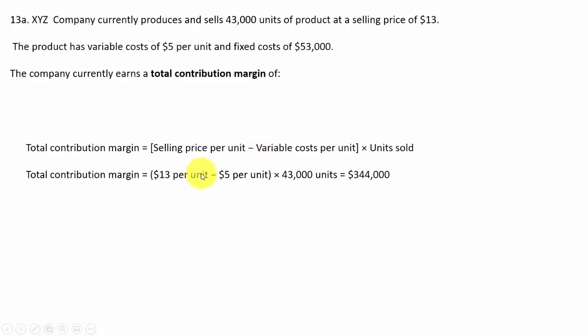So we can take $13, which is the selling price, and $5, which was the variable cost per unit. That difference is $8 a unit. That's the contribution margin, times 43,000 units that they sold, and that would give us a total contribution margin of $344,000. So like I said, that's the contribution margin, the difference between the selling price and the variable cost per unit, which is $8, times 43,000 units, which is a total contribution margin of $344,000.